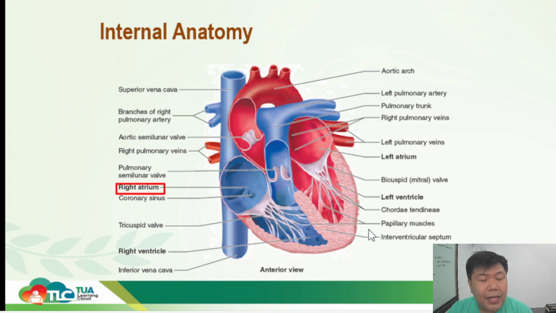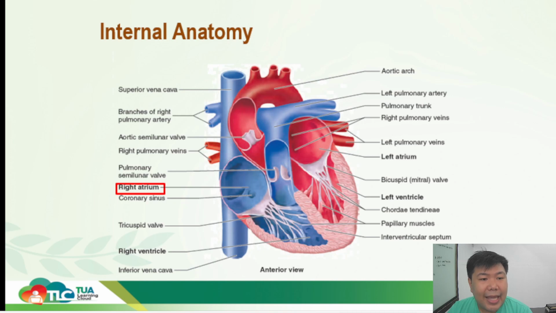There you go. The right atrium again receives blood first from the superior vena cava because this gathers blood from the upper half of the body. And secondly, from your inferior vena cava, which gathers blood from the lower half of the body. So the right atrium receives all of that blood.